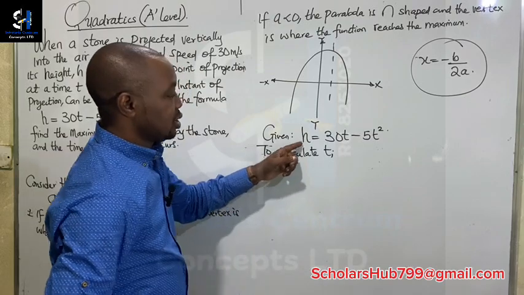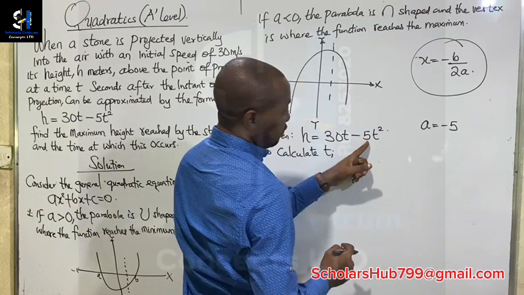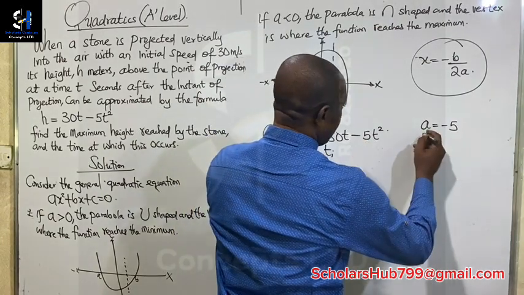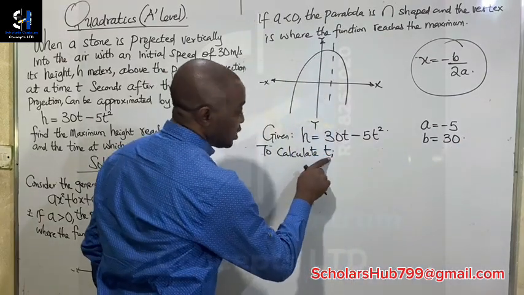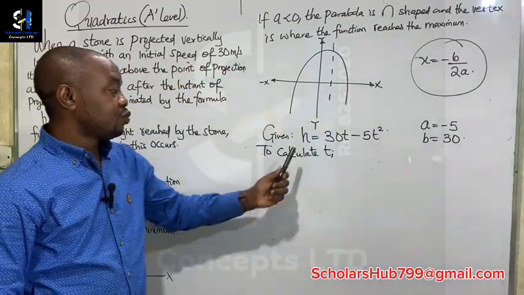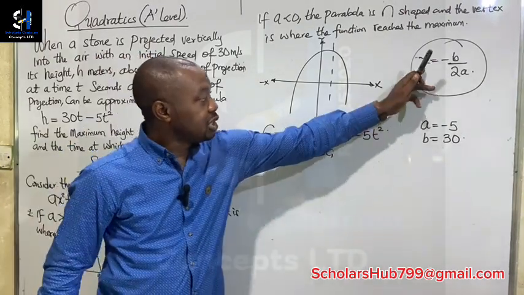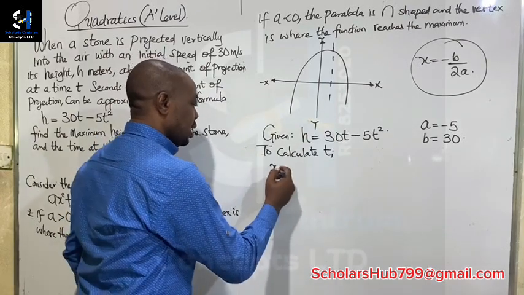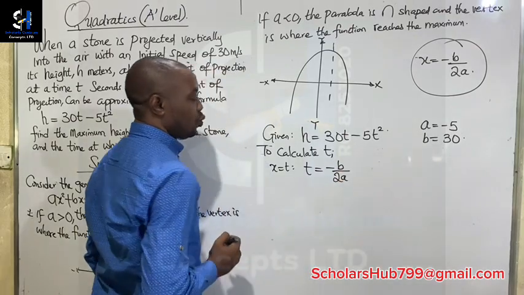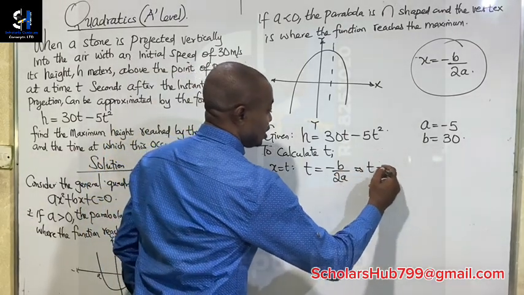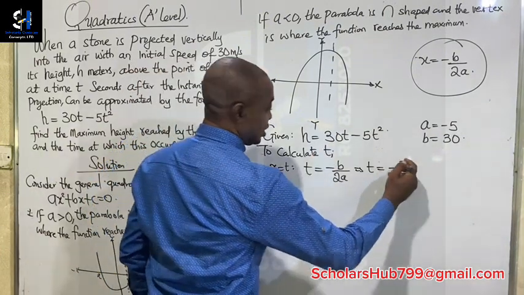From this quadratic, a will be negative 5, and b will be 30. Now let's say we have this function expressed in terms of x. So t will now become x, that is, x equals t. So we then have t equals negative b over 2a, and b is 30.